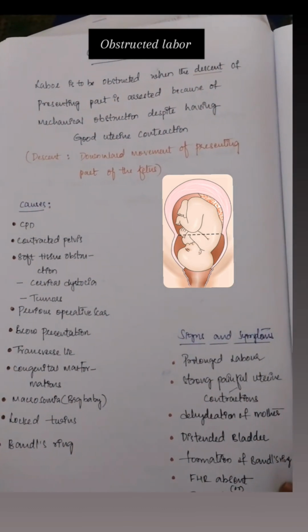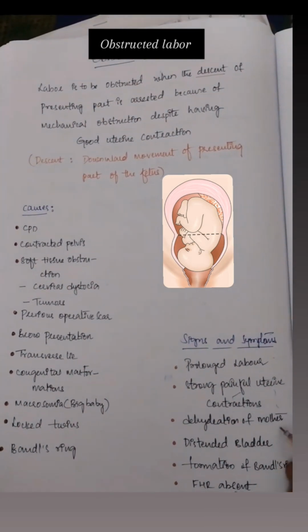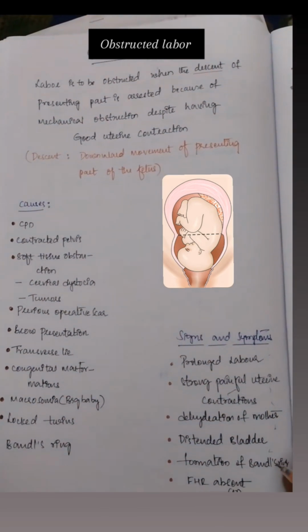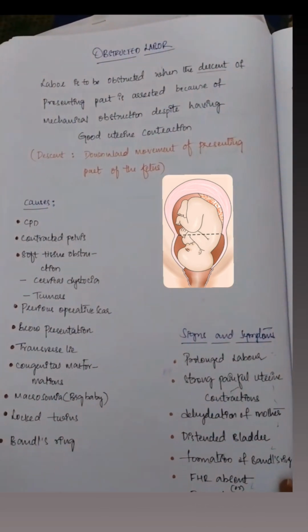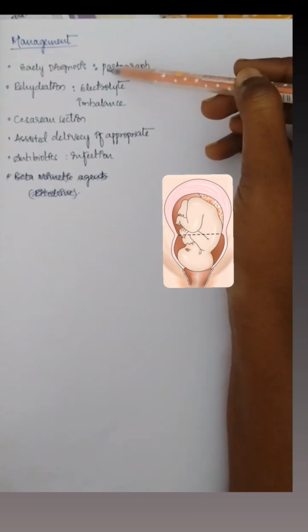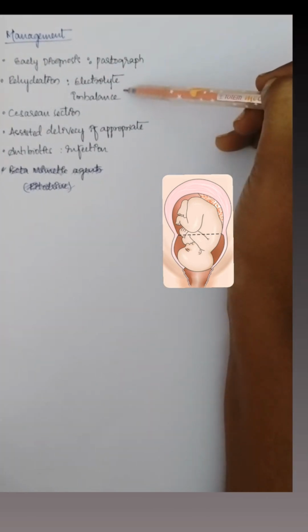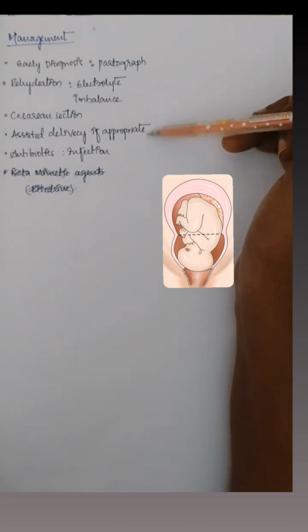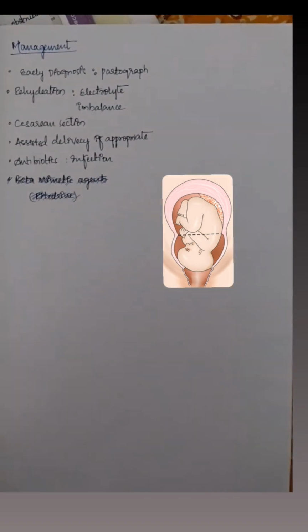The signs and symptoms are prolonged labor, strong painful uterine contractions, dehydration of the mother, distended bladder, formation of Bandl's ring, and absence of fetal heart rate or fetal distress. Management is early diagnosis of the case through the partograph, rehydration of the mother to correct electrolyte imbalance, cesarean section, assisted delivery if appropriate, and administering antibiotics to control infection in the mother.